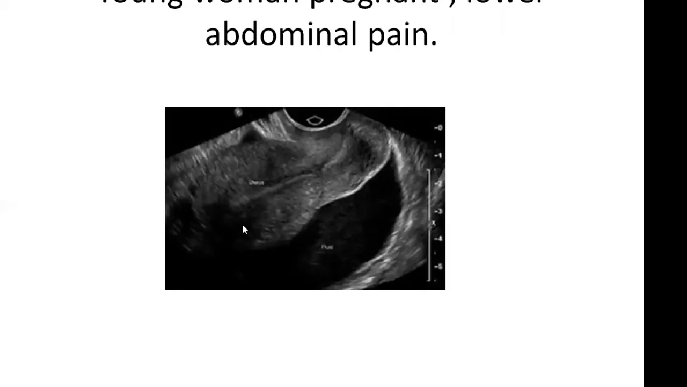This is a very important presentation. A young woman pregnant with lower abdominal pain. I've seen three of these. And what you see, in this case, you see nothing in the uterine cavity. And she's pregnancy positive, early pregnancy at less than 12 weeks. And she's got fluid in the pelvis. This is an ectopic until proven otherwise, and this is blood.